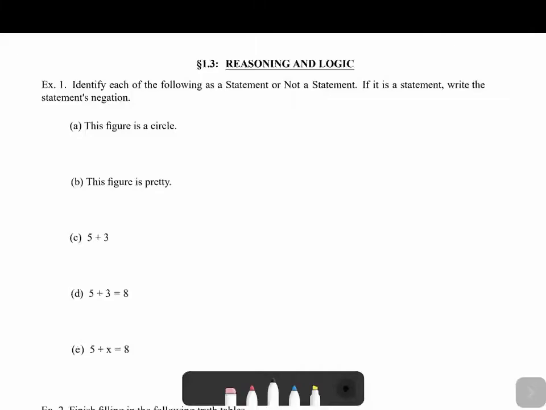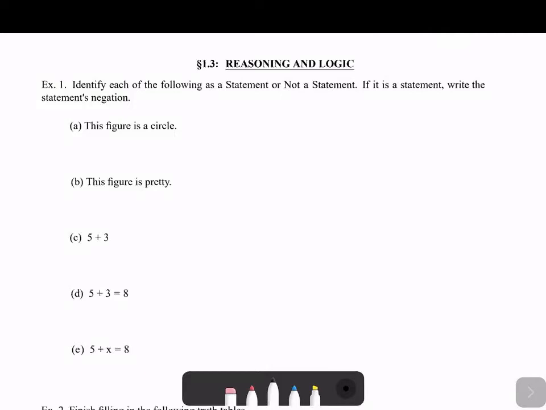Hi everyone, this is the first video for section 1.3 on reasoning and logic. So like always, if you haven't gone and read section 1.3 in the textbook, please go and do so. As you can see just from this first example, I'm going to assume you know the definition of a statement and how to do the negation of a statement, which is on page 23, the first page of the section.